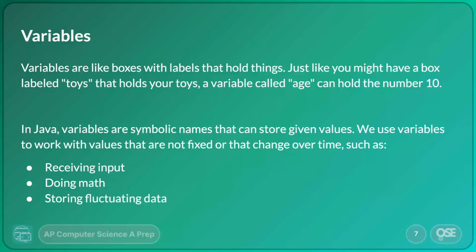Variables are essentially like boxes. One of my favorite analogies is that just like you might have a box labeled toys that can hold all of your childhood toys, a variable called age could hold the number 10, representing your age if you were 10 years old. In Java, variables are symbolic names that can store given values. We use variables to work with values that are not fixed or that change over time, such as receiving input, doing math, or storing fluctuating data.